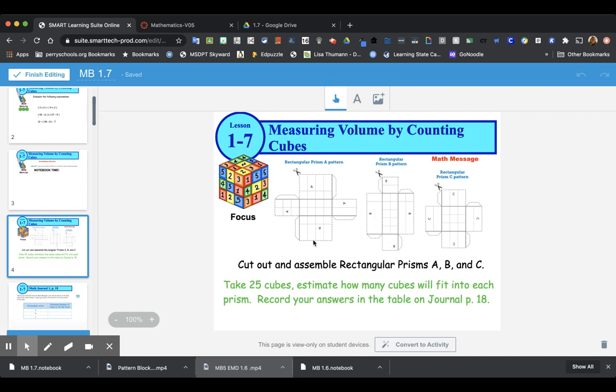So you'll see you have rectangular prism A, B, and C. And what you'll do is you'll cut along the dotted lines. So you'll want these little flaps off to the side because what these will create are your actual paper cutouts of rectangular prisms. In part 2, you'll see that I'm going to use cubes, and we will be estimating how many will fit into it. So you can actually do your estimation prior to part 2 video.